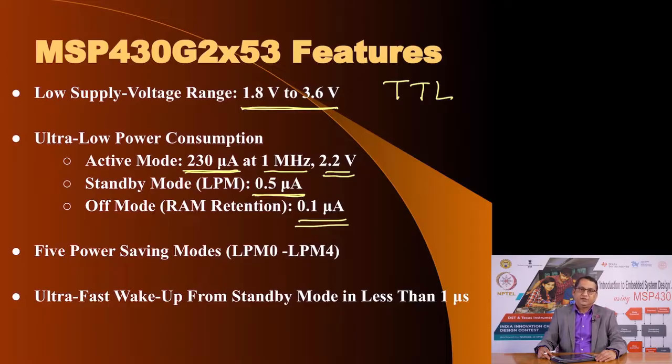It offers a variety of low power operating modes, 5 low power operating modes that can be selected by the user through appropriate program executing certain instructions, and you can go from low power mode 0 to low power mode 4. While you are in one of these low power modes, and if you want to get back to the active mode, you do not want to waste time doing that switching, and in this case you can get back to active mode in less than 1 microsecond. So, these are very important and salient features of the MSP430 microcontroller family.